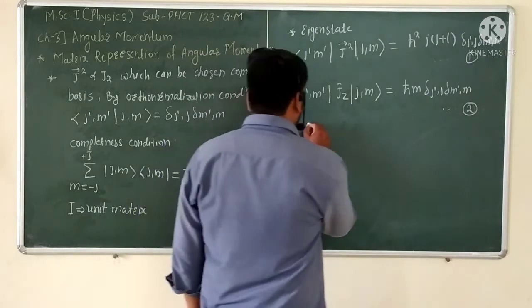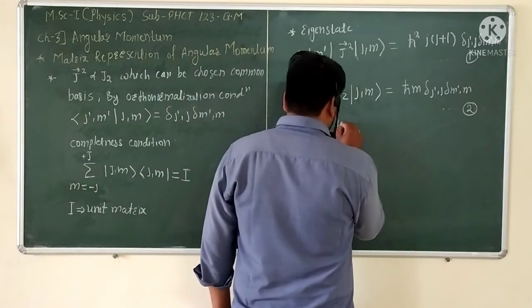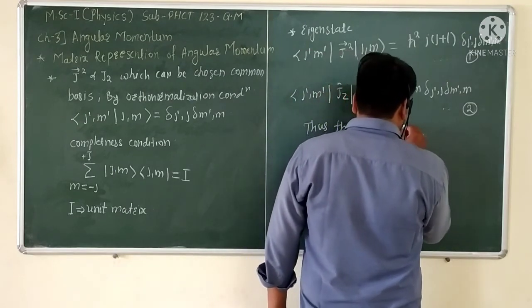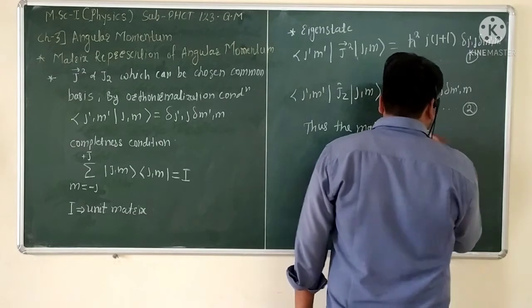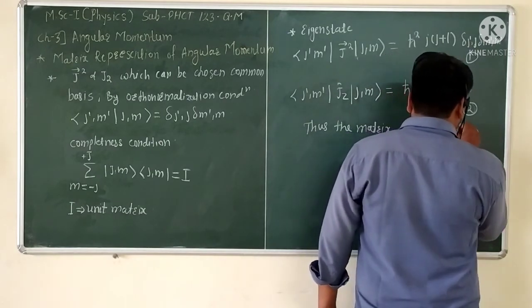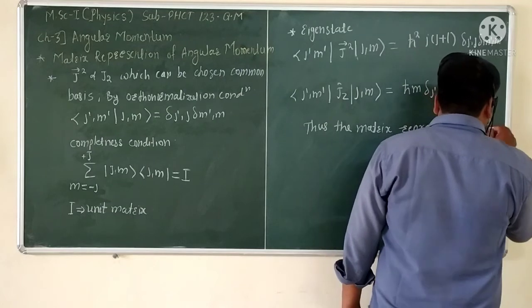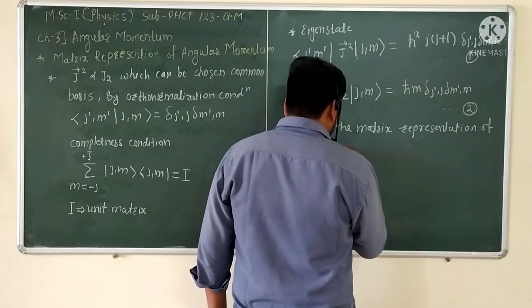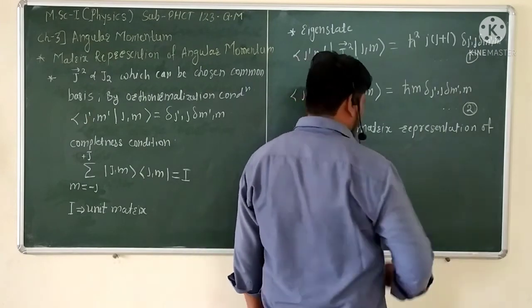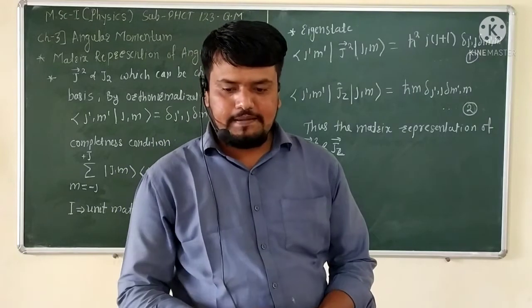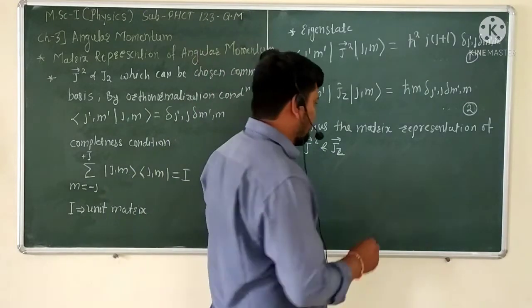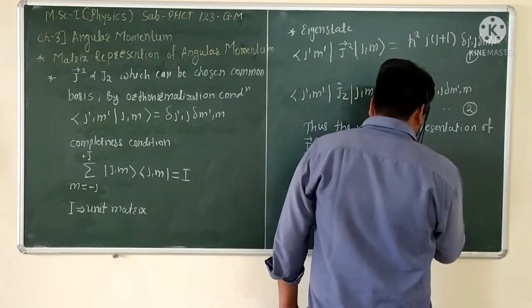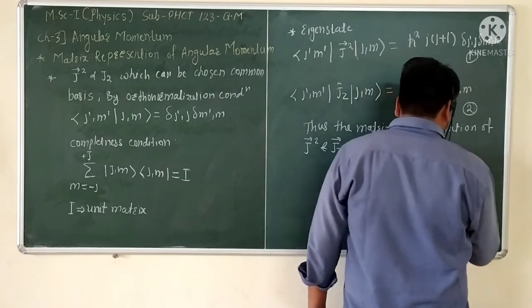So thus the matrix representation of j square and jz in the jm eigenbasis.